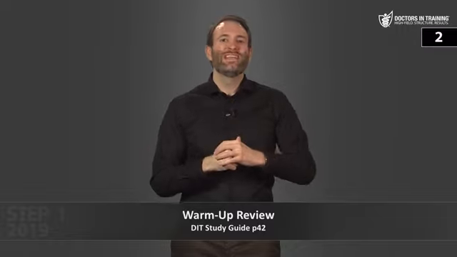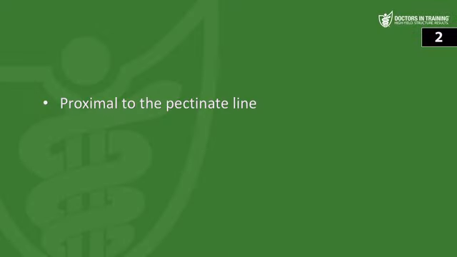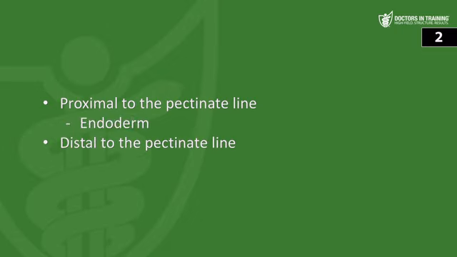Next question, what is the embryologic origin of the tissue just proximal to the pectinate line? And then what is the origin of the tissue just distal to the pectinate line? So first we have the proximal to the pectinate line, that's going to come from endoderm. And then the tissue distal to the pectinate line is going to be derived from surface ectoderm.